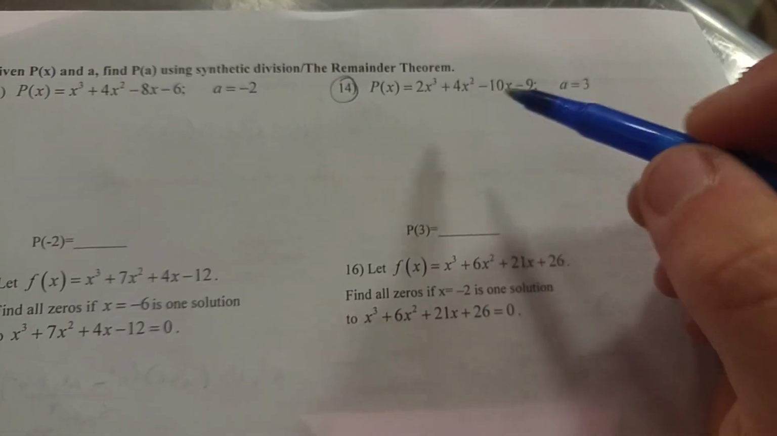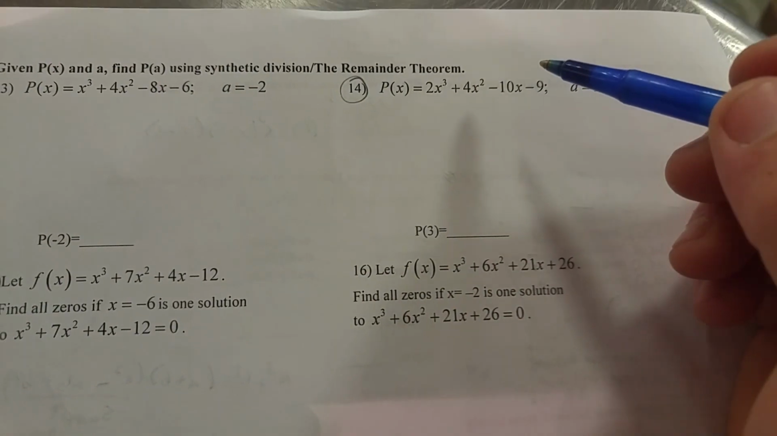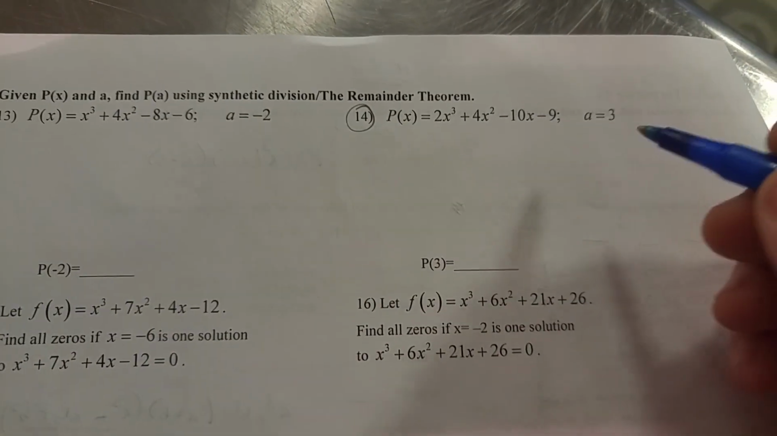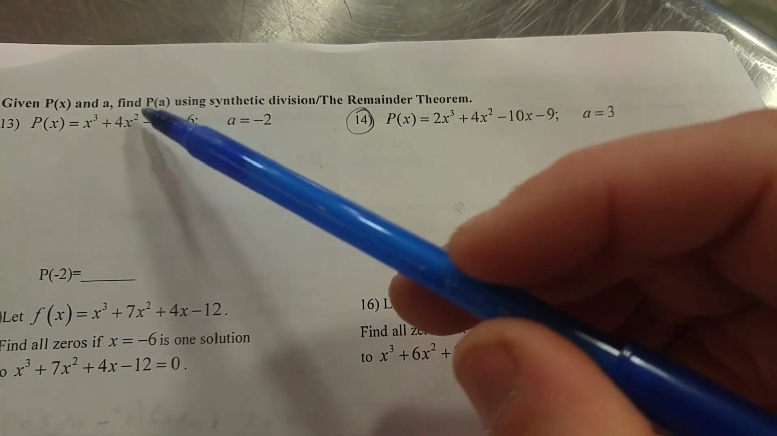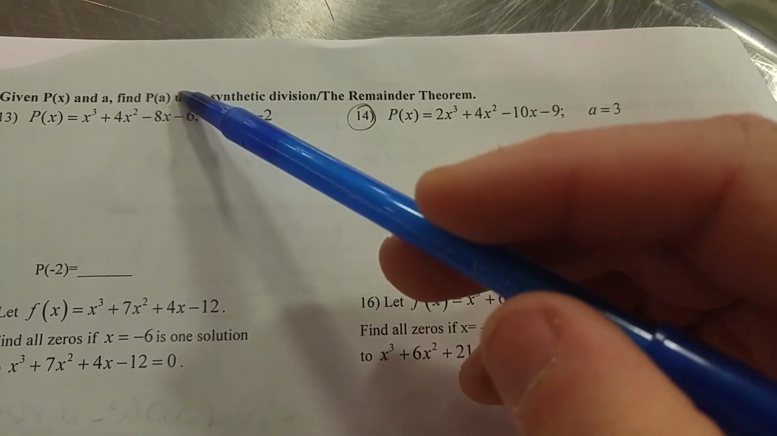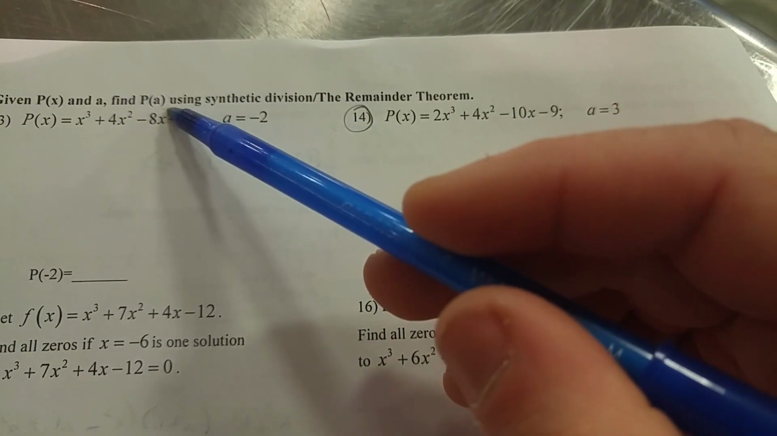Theorem is a very useful, very simple, but hard to remember because it's not used very often, little theorem. So if we want to know what P of A is, all we need to do is do synthetic division and figure out what the remainder is using A as a factor.